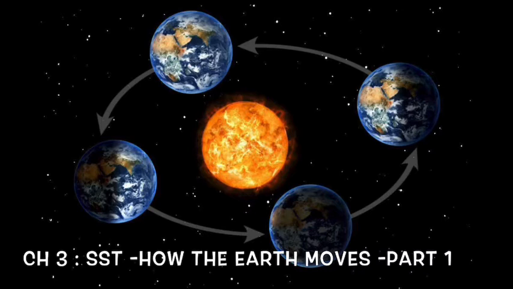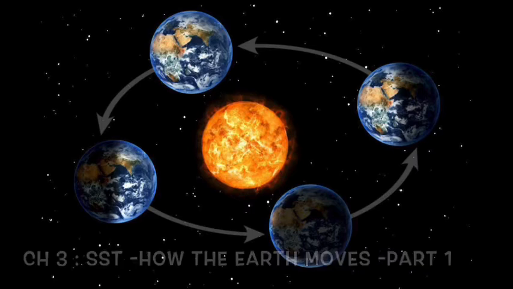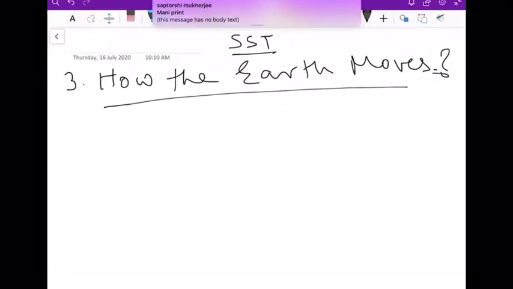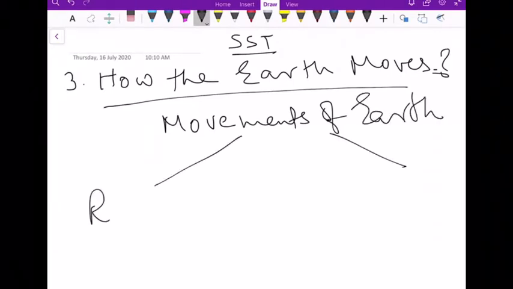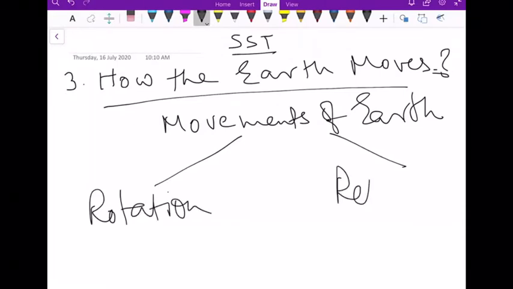Of SST, how the earth moves. Now, what are the two movements of earth? The two movements of earth are rotation and revolution.